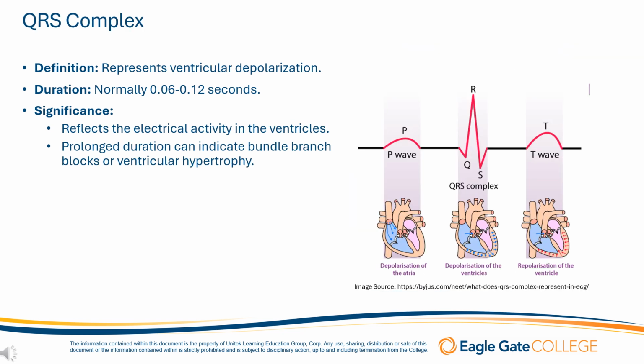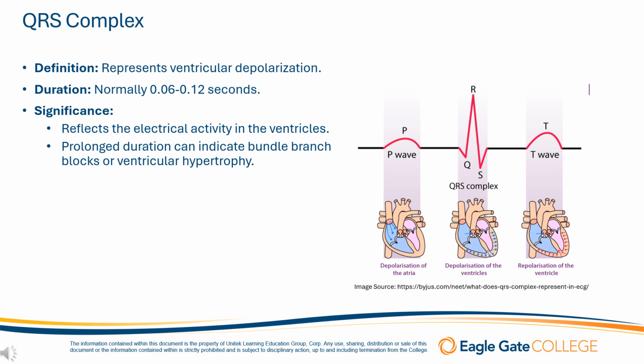Now let's look at the QRS complex. Understanding the QRS complex is essential for assessing ventricular function and diagnosing various cardiac conditions. The QRS complex represents ventricular depolarization. Remember, depolarization is the process by which the ventricle's electrical cells become activated, leading to ventricular contraction. This is the most critical part of the heart's pumping action, as the ventricles are responsible for pumping blood to the lungs and to the rest of the body.